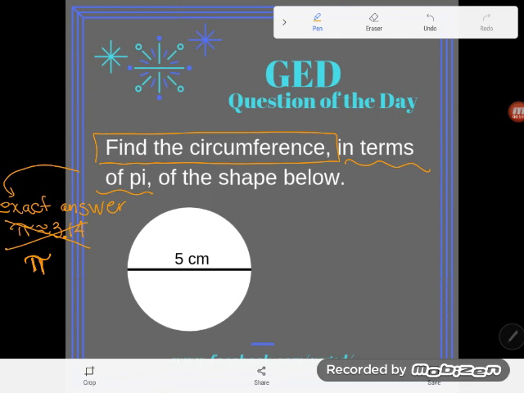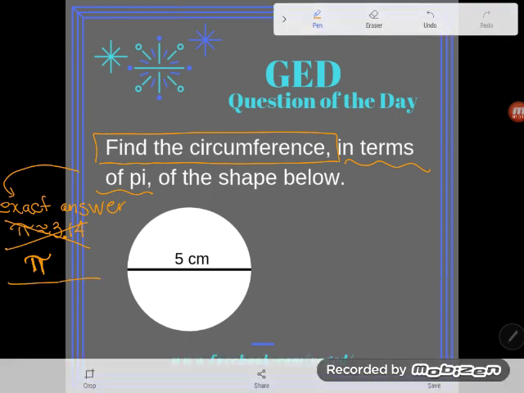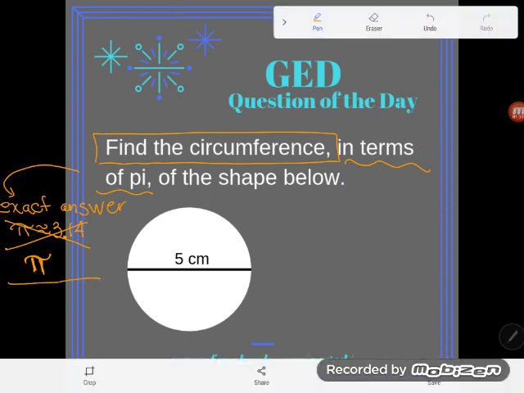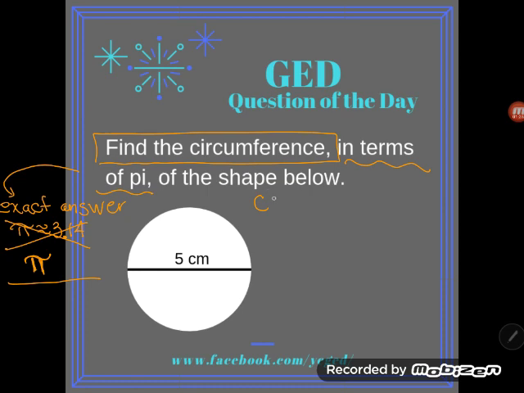Let me show you what I mean. So it says find the circumference in terms of pi of the shape below. And of course we can see that what kind of shape is that? That's a circle. So if you look on your GED formula sheet, you're going to see the circumference of a circle formula right in that perimeter section, because circumference is that special name for the distance around the outside of a circle. So when you look up those formulas, you're going to see that there's two choices.